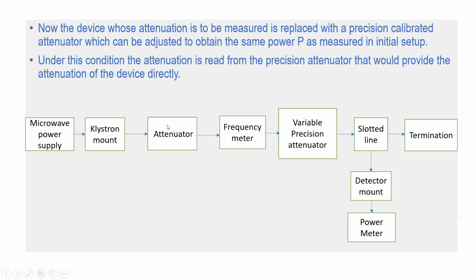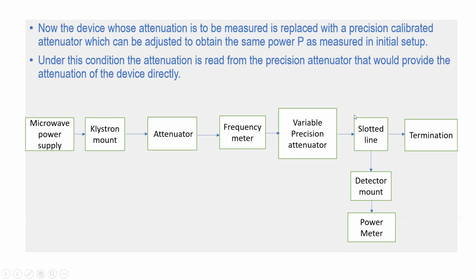This attenuator previously present is fixed. We are going to fix a value to this. Now here we are going to vary the attenuation. The device whose attenuation is being measured is replaced with a precision calibrated attenuator, which can be adjusted to obtain the same power as measured in the initial setup.